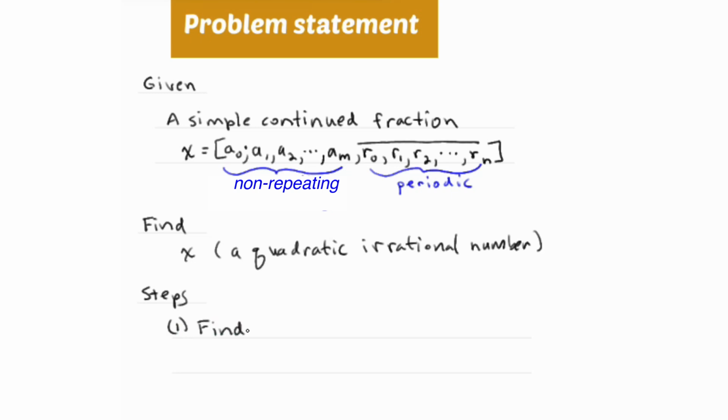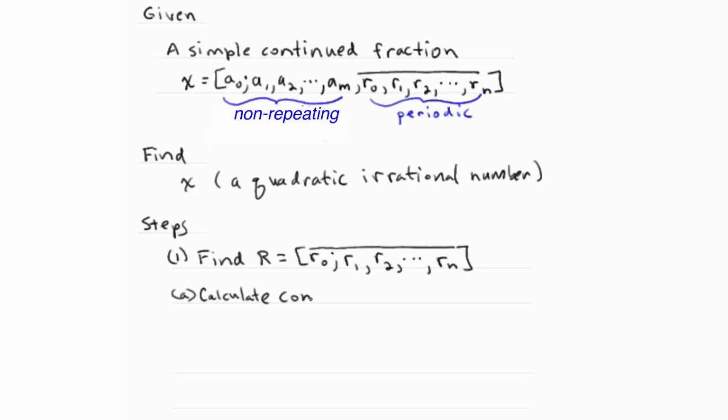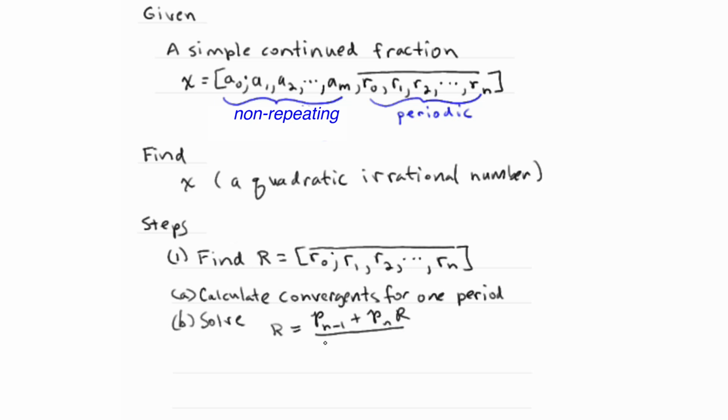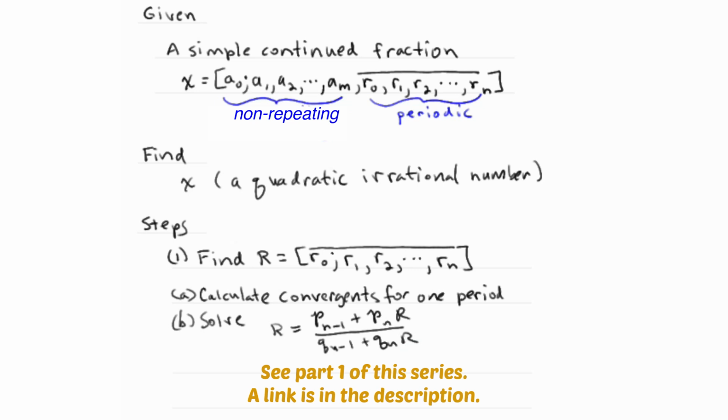First, find capital R, the purely periodic simple continued fraction that you get if you omit the non-repeating terms at the beginning. It just has the terms denoted by lowercase r. What you do is find the convergents for one full period, then solve for r using p sub n minus 1 plus p sub n times r all over q sub n minus 1 plus q sub n times r. We have a separate video about this if you are interested.